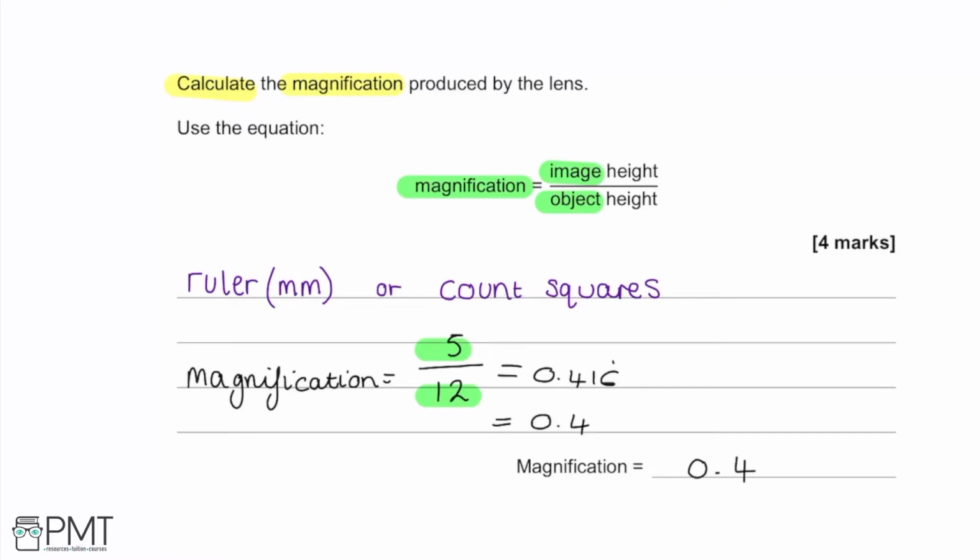Now, if you'd have done this by measuring them with a ruler, you would have got about 9.5 millimetres for the image height and then about 24 millimetres for the object height. And so when you do 9.5 divided by 24, you're going to also get an answer that rounds to 0.4. So anything that rounds to 0.4 is going to get you the answer here. You don't need to specify any units. There's no real units that we're working with. It's just kind of a ratio between the image and the object height. But yeah, that's how we get to the answer of a magnification of 0.4.